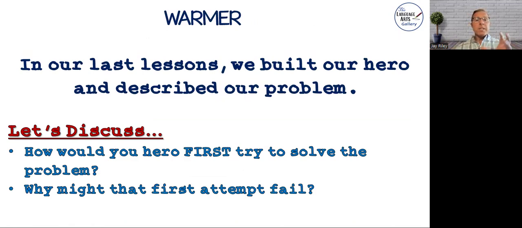In our last lesson, we talked about how our hero perfectly matched the problem. Our hero's special ability helped to solve the problem. So, thinking back on what the problem is and who your hero is, I now want you to think, how could my hero first try to solve this problem? But maybe fail. This first attempt is not going to be successful. And why? What do they do that's wrong that causes them to fail?